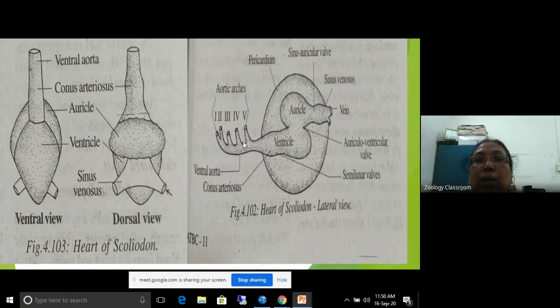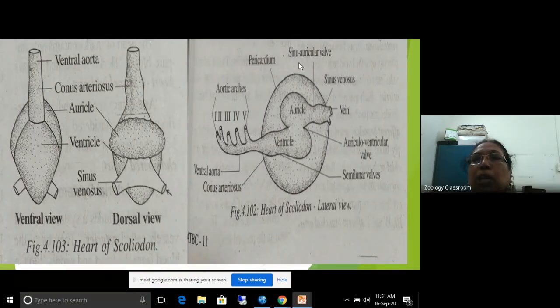Last time we learned these aortic arches: first, second, third, fourth, fifth, like this. These are the aortic arches. They pass blood towards the gills, and from the gills it is collected. Last time we discussed afferent and efferent. These are the afferent aortic arches. They supply blood to the gills, then efferent vessels collect it from the gills, and this is supplied to all body parts.